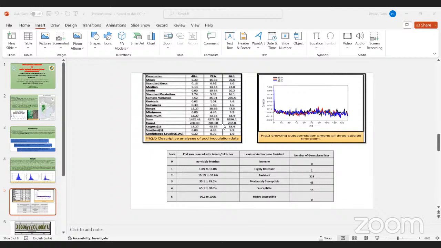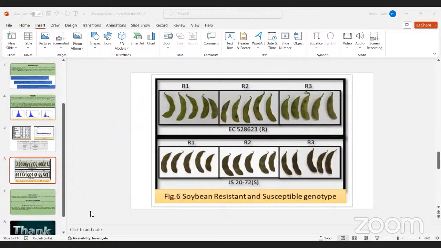By this table, we can see how many we are getting: immune, highly resistant 1, resistant 2 to 8, moderately susceptible 45, susceptible 15, highly susceptible 0. Next, this picture shows the pods that were taken. One is resistant and the other is susceptible. By looking, we can see that the susceptible ones are totally covered with disease. They are covered by pathogen growth.